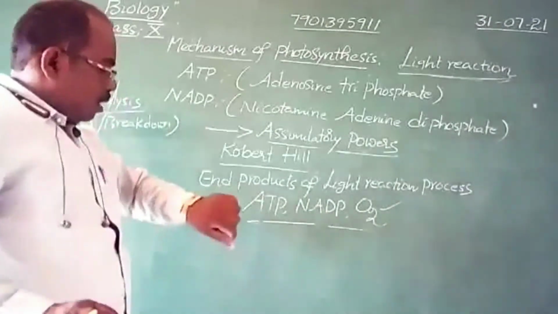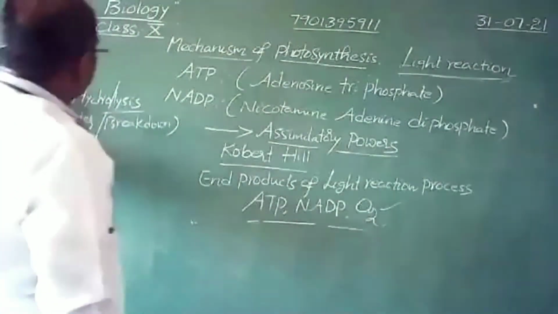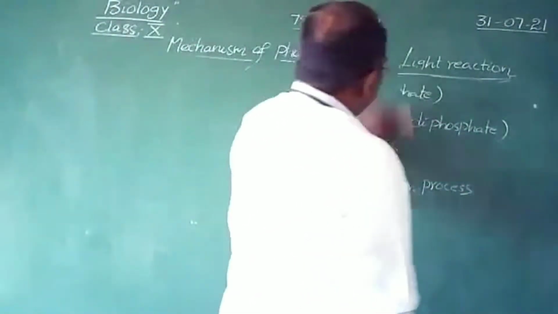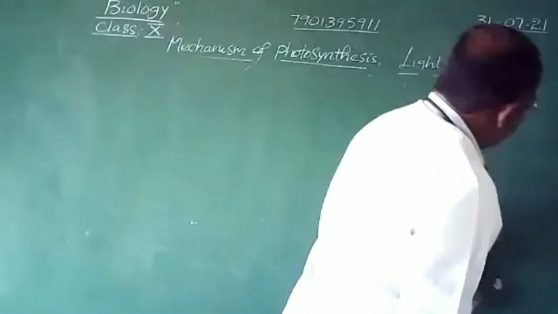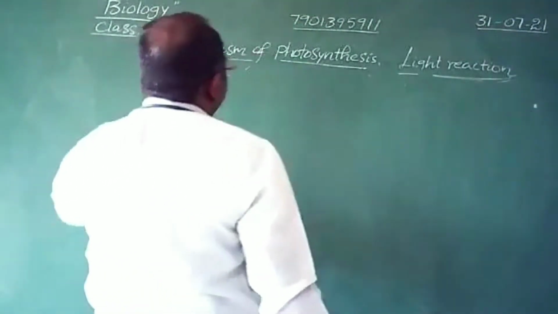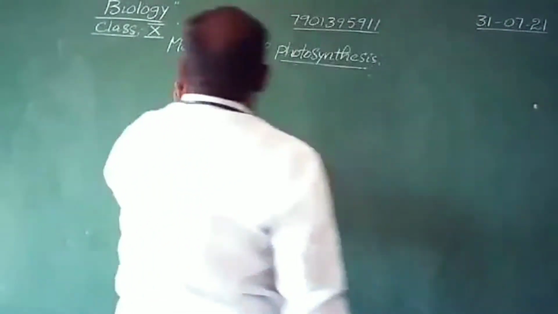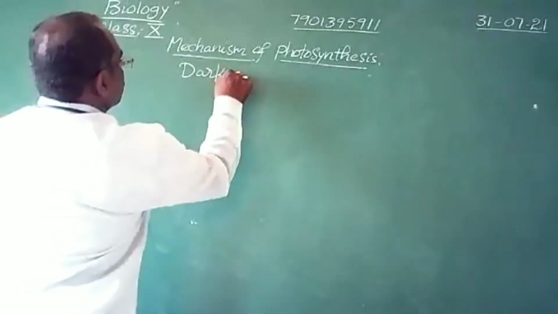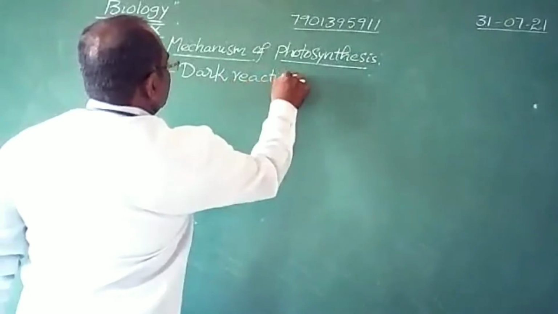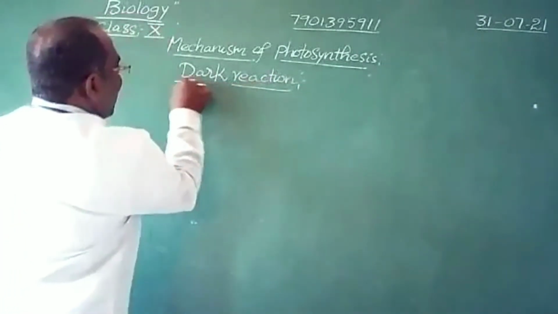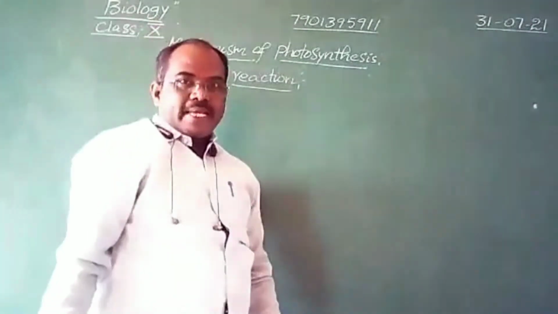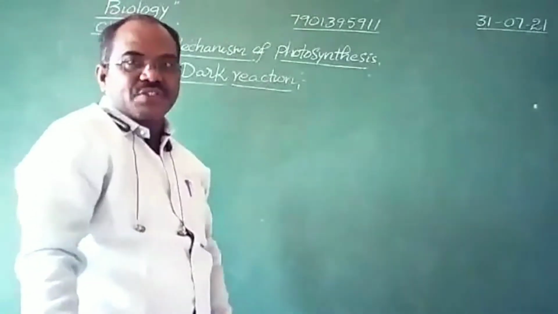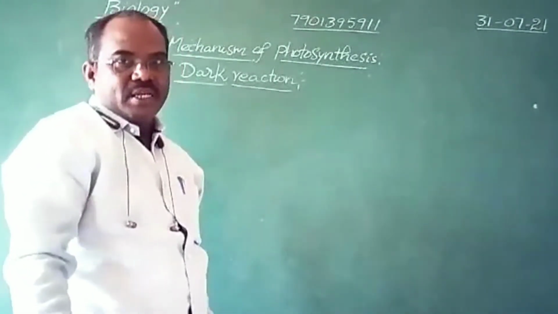Right. Next, the dark reaction process. Listen very carefully. The dark reaction is also called the light independent reaction, biosynthetic phase, or Melvin-Calvin cycle.